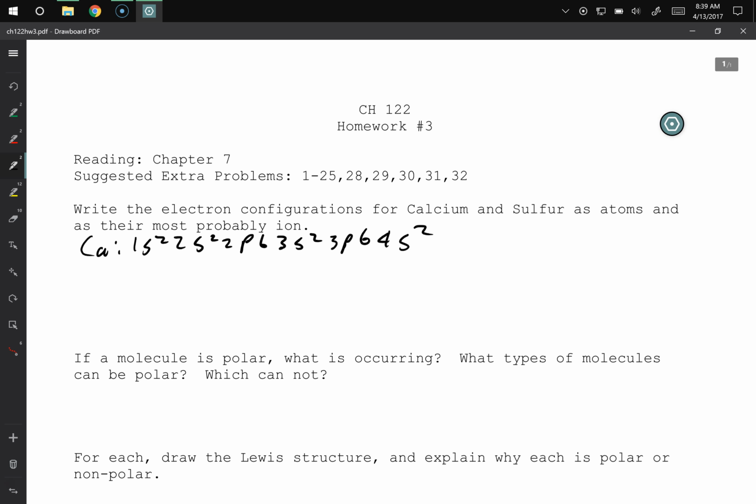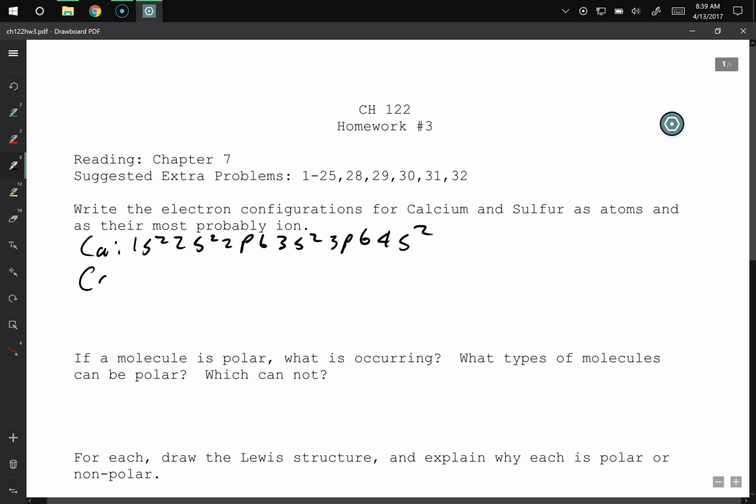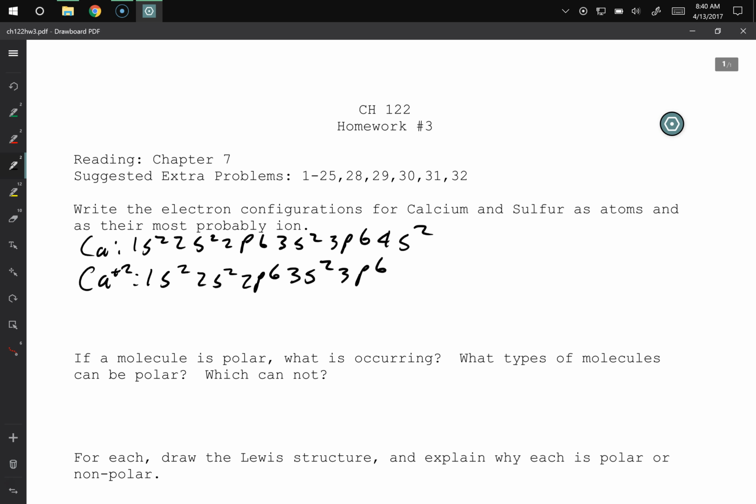So what's calcium's most common ion? Plus 2. Losing 2 electrons, plus 2. So we'd write calcium with a plus 2 charge here. And then when I write this, what am I going to end up with? Yep, I'm going to end up with the last noble gas we hit, which was argon. So there should be 18 electrons there, and we should have an argon atom.